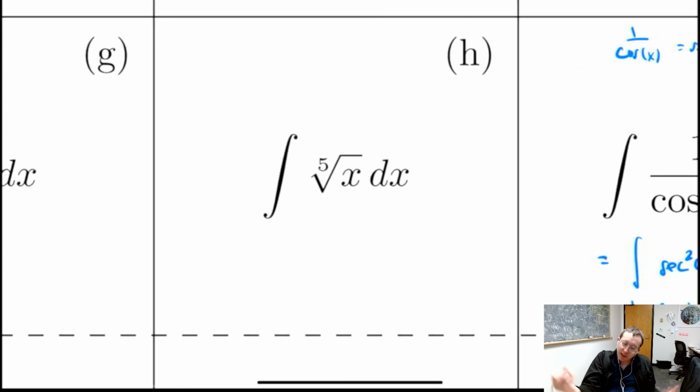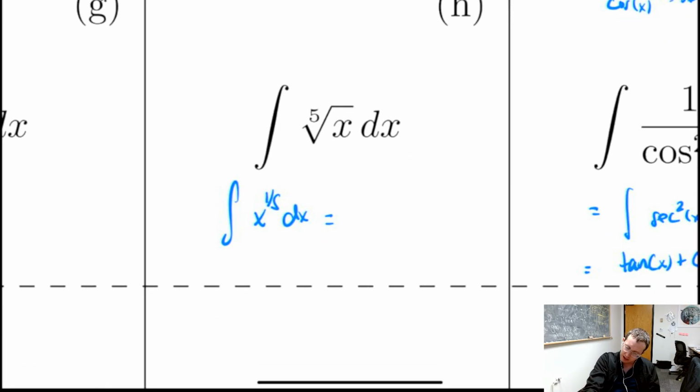But if I wanted to integrate the 5th root of x, we've seen similar things. I'm just going to rewrite that with a fractional exponent. The 1/5 is going to get bumped up to a 6/5, and I will divide by 6/5, which is the same as multiplying by 5/6.